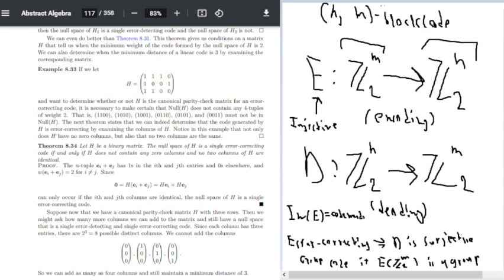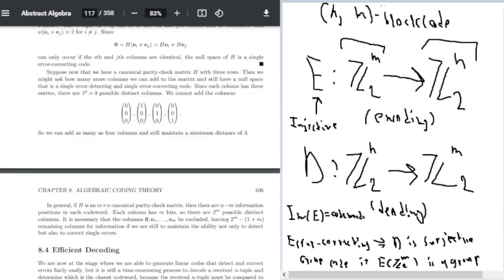And w of E_i plus E_j equals 2 for i not equal to j. Since 0 equal to H(E_i plus E_j) equals H E_i plus H E_j can only occur if the ith and jth columns are identical, the null space of H is a single error correcting code. Suppose now that we have a canonical parity check matrix H with 3 rows. Then we might ask how many more columns can we add to the matrix and still have a null space that is single error detecting and single error correcting. Since each column has 3 entries, there are 2 to the 3 equals 8 possible distinct columns.